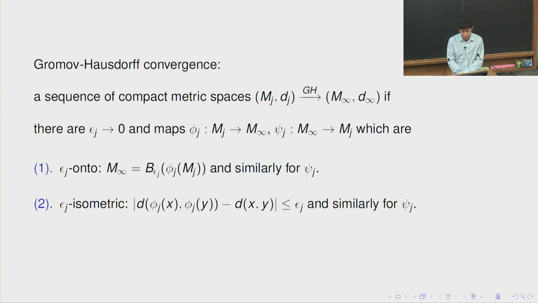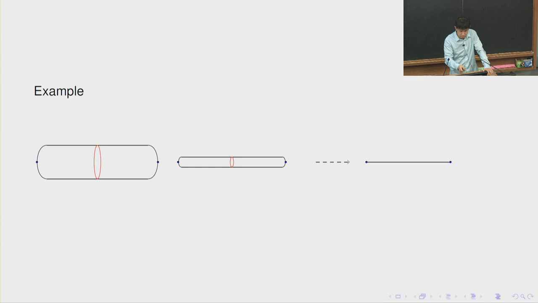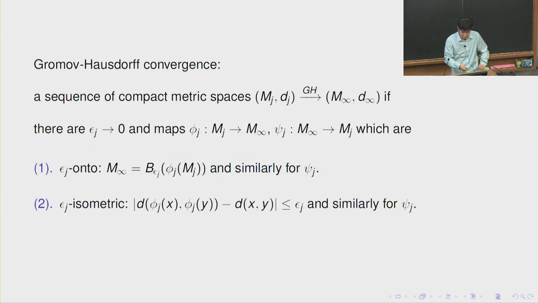Roughly speaking, it just says that when j is very large, M_j and M infinity look similar, in the sense that if you ignore a small epsilon_j error, then they're basically the same. So this is a very rough topology. These maps are only required to be maps, not necessarily continuous. So there's no topology, no algebraic geometry. I'll show pictures later. It's just metric spaces, giving you a measure of distance and length.